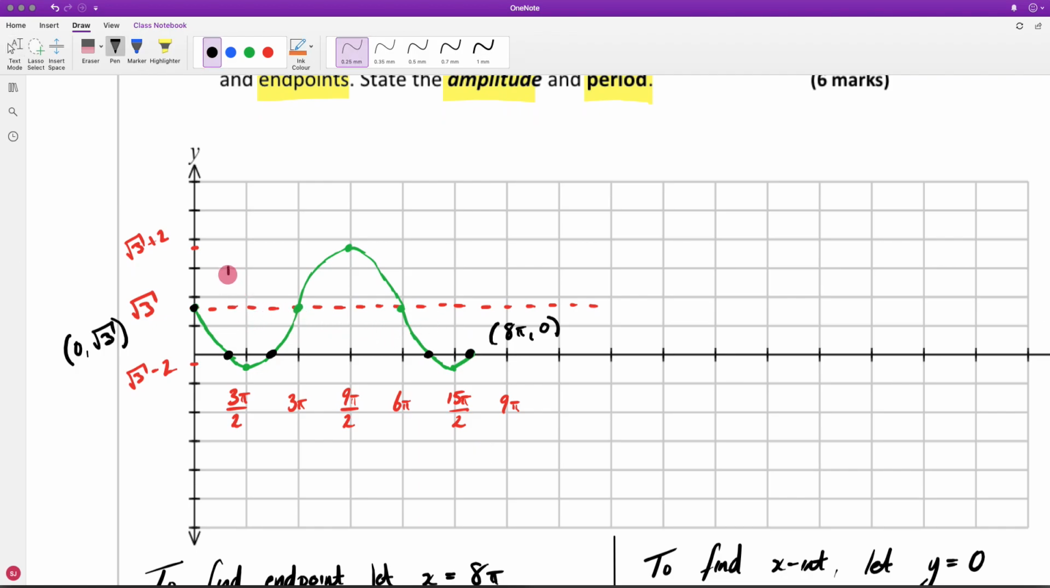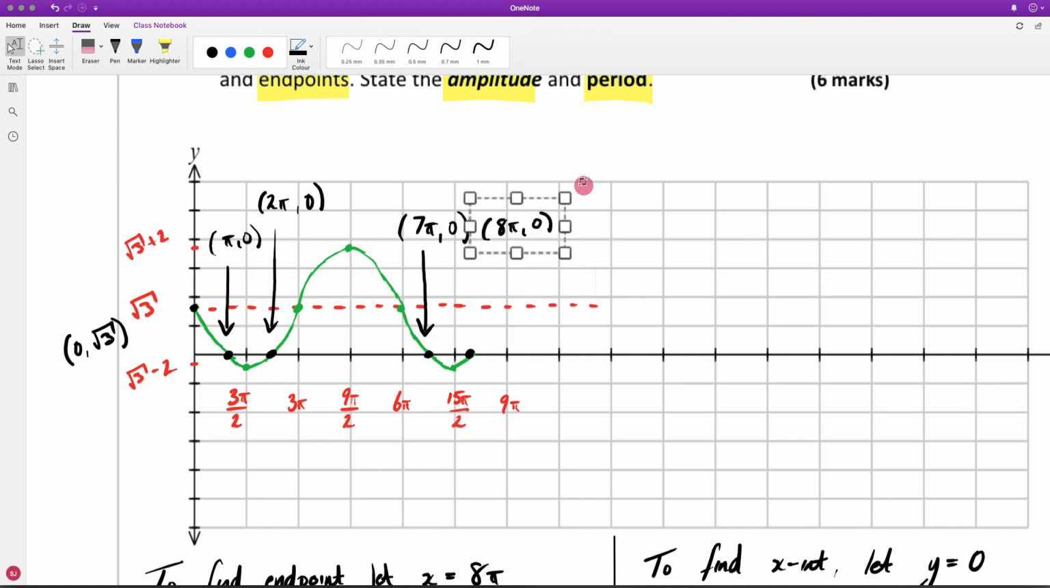I would come over here and I would put in those values. So my first one, if I was to put an arrow to it, is going to be pi on 0. My next one, let's see if I can make these lines good. My next one is going to be 2 pi on 0. And this one is going to be, what did I say? 7 pi on 0. And we already marked that one as 8 pi on 0. But I'm just that pedantic that I just need to follow this pattern. This should go up here. Let me move these across.